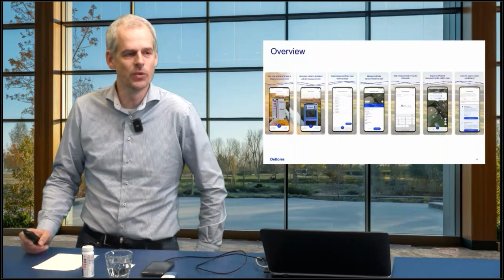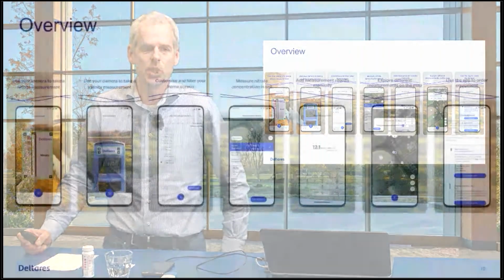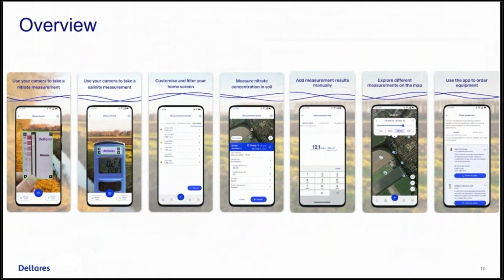This is in one overview. Through the app, you can use your camera to capture nitrate test strip results. We also implemented measuring salinity with the Aquality app. And then on the right of that, you see a measurement list. So you build up your own list of measurements within your smartphone. You can tap on those measurements and look where they are.